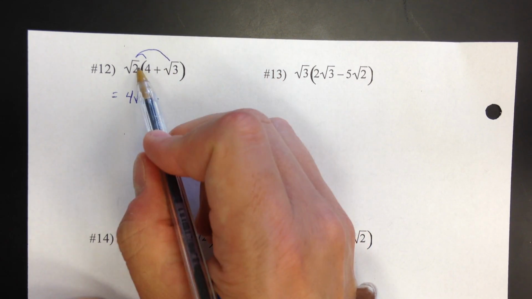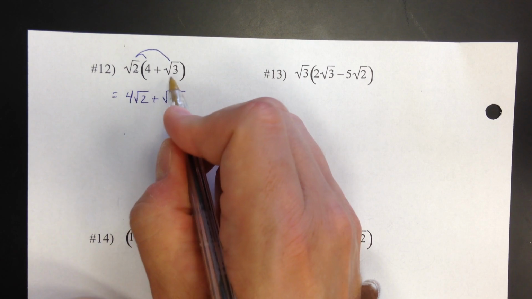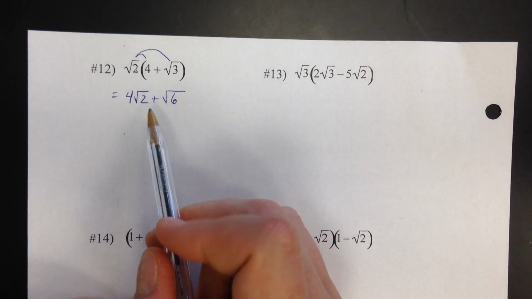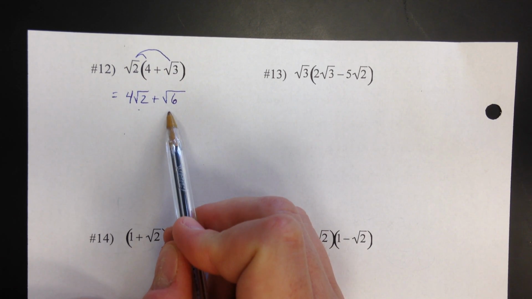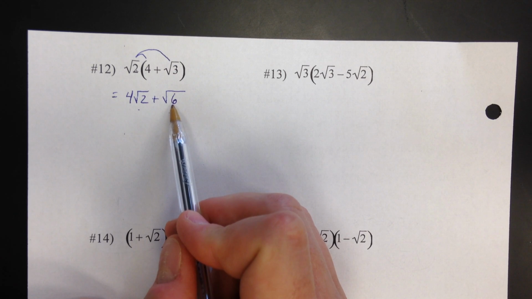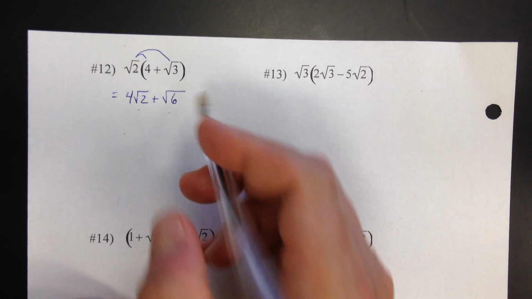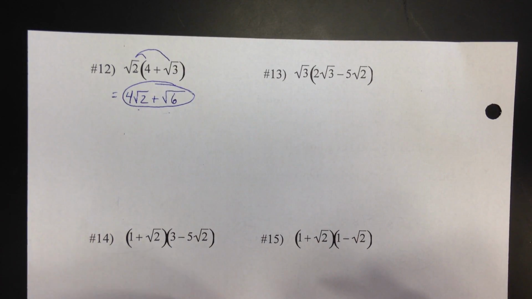Plus the square root of 2 times the square root of 3. Now those we can multiply. They're both radicals. So it's the square root of 6. At this point, ask yourself, can we combine those? And the answer is no. The square root of 6, there's nothing you can pull out of that. These are different radical numbers. So that's it. That's all you can do. That's as far as you go.